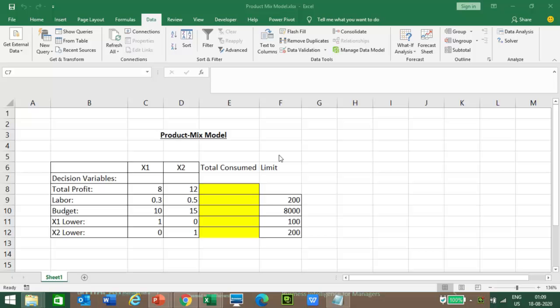So the very first scenario we are going to talk about is the product mix model, which is an example of an optimization model. In this particular example, we have two products X1 and X2 whose quantities need to be calculated for the profit to get maximized. Let us set up this problem first before we actually solve this. So the total profit contribution for X1 and X2 can be calculated with the help of the SUMPRODUCT function.